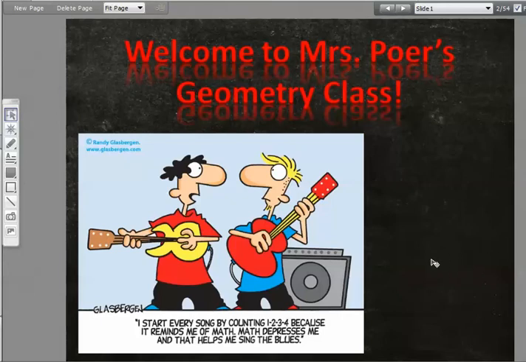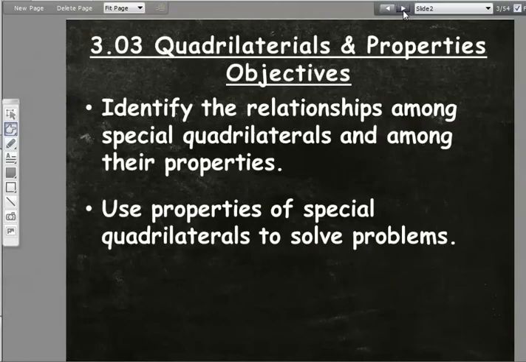Hello, we're going to work on some lesson 3.03 today and be learning about quadrilaterals. These are some of the objectives that we're going to be going over. Identify the relationships among special quadrilaterals and among their properties. And we're going to use properties of special quadrilaterals to solve problems.